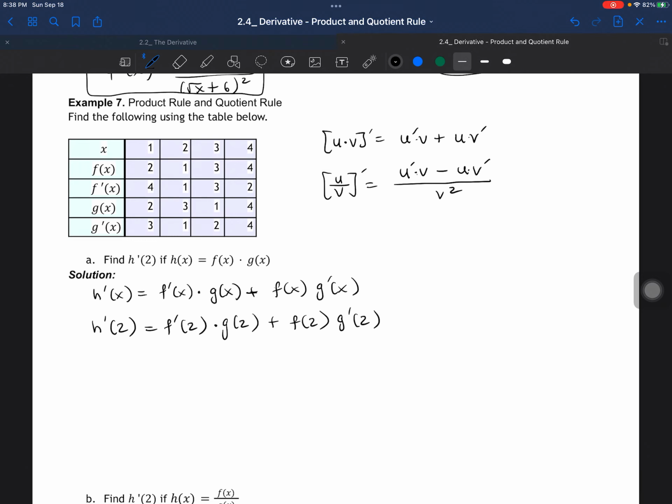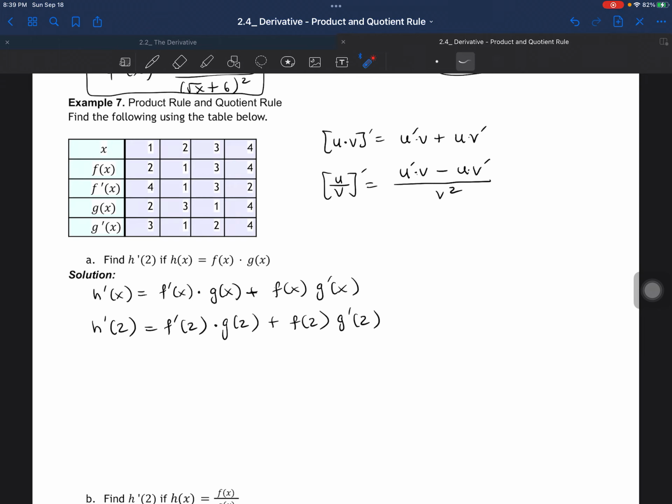All right, so here we have an interesting problem from 2.4 using the product and the quotient rule. In this example, we're given a table and we're asked to find the derivative of a specific function. In this case, they're asking us to find h prime of 2, where h is the function of the product between f and g. So what we have to remember is that in order for us to find h prime of 2, we first have to find h prime of x, and then you can find h prime of 2.